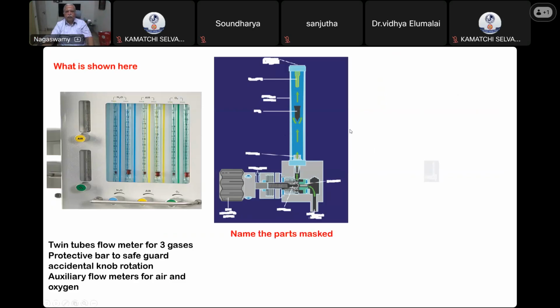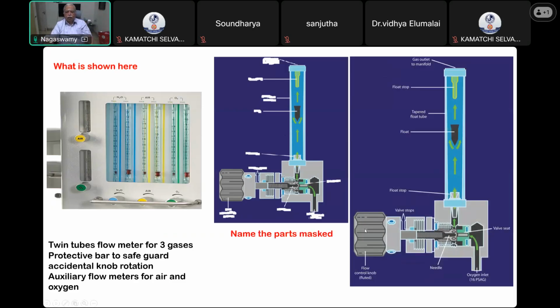So if you see the name of that, this is the flow control knob, which is fluted. What do you mean by fluted? It has serrations or depressions. Okay, so they differ. That is also one of the safety features. If you see the fluting in the oxygen, it will be bigger, whereas for nitrous oxide it is finer, and for air it is in between. So even if you close your eyes and touch, you should be able to identify which is oxygen, which is nitrous oxide, and which is air. That is one of the important safety features incorporated in the flute.